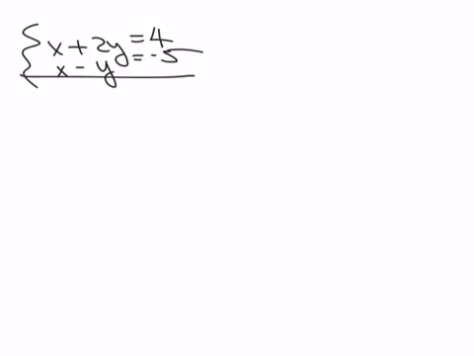Example number 2 has x plus 2y equals 4, and it also has x minus y equals negative 5. Now when we add these, what do we get? We get a 2x. We add these, we have 2y minus y gives us 1y, and then when we add these, we get a negative 1. Now look what happened here.